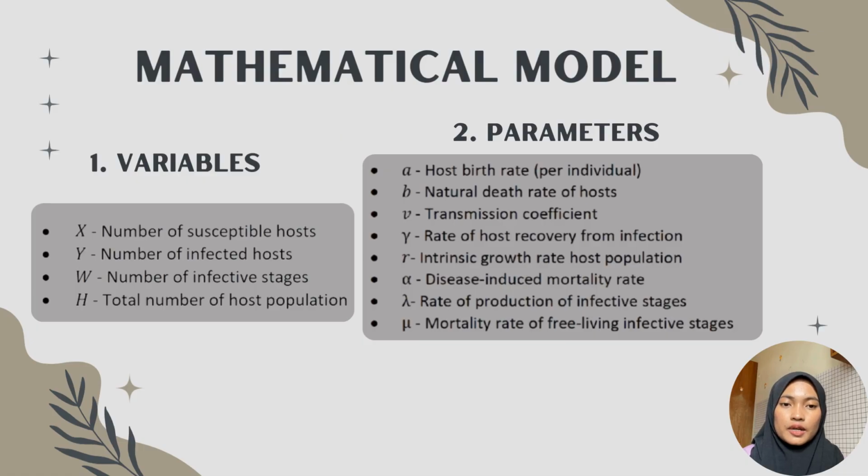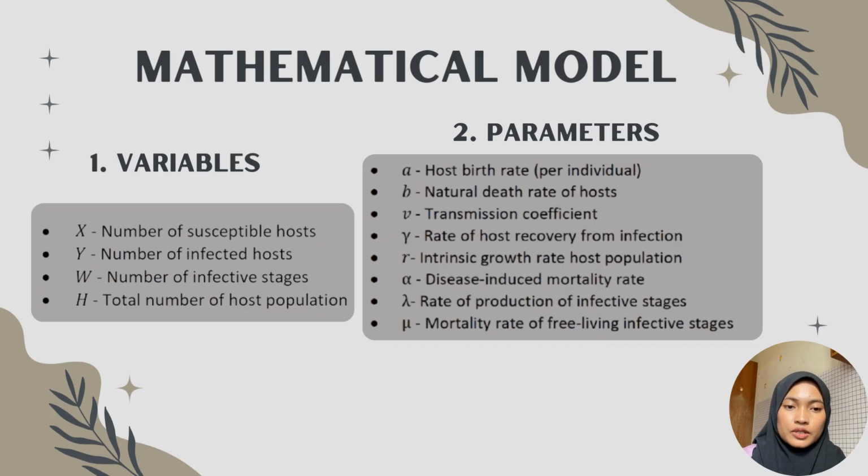While there are 8 parameters: A is host birth rate, where the new hosts are produced, B is natural death rate of hosts, where the mortality is not related to the disease, V is transmission coefficient that measures how efficiently environmental infective stage infects susceptible hosts, Gamma is rate of host recovery from infection, R is intrinsic growth rate of host population, where R equals A minus B, Alpha is disease-induced mortality rate, that is additional death rate experienced by infected hosts due to infection.